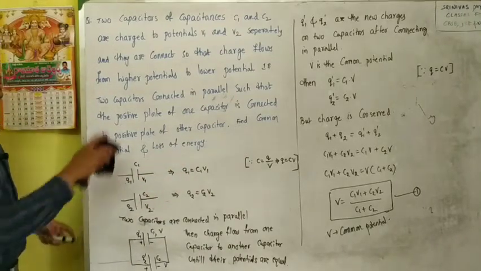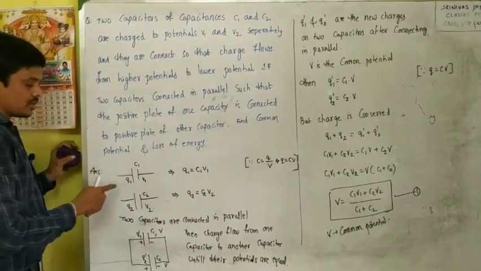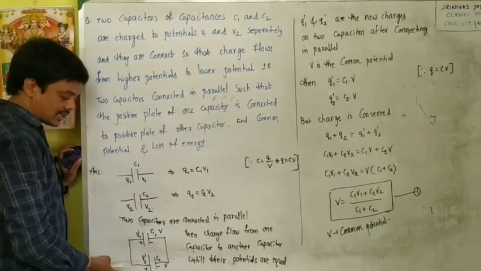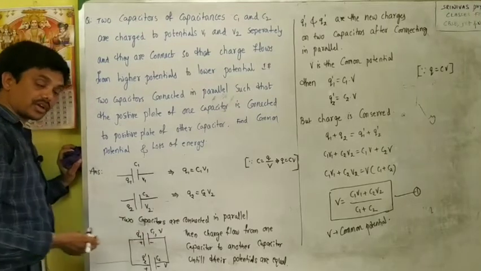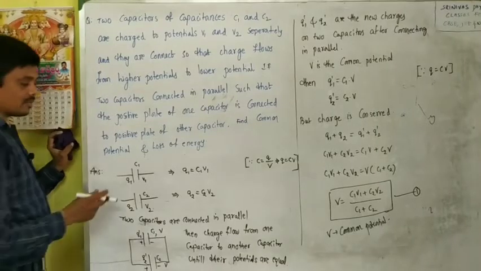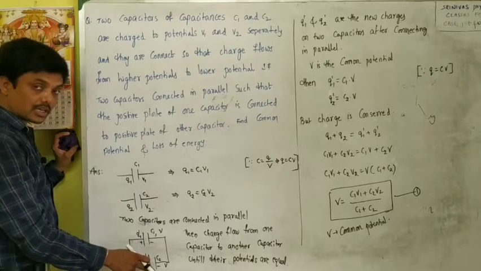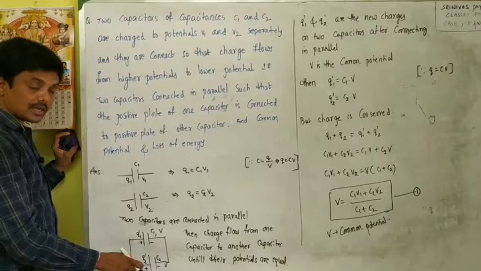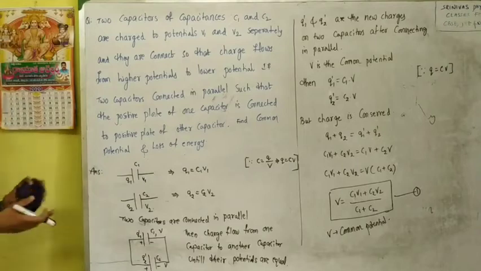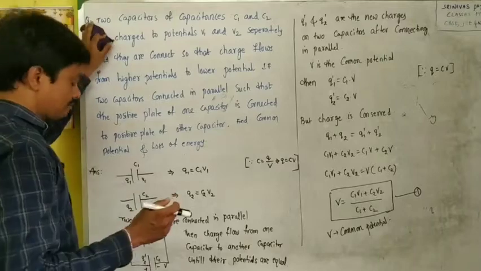How can we find the loss of energy? It is very simple. Before connecting the capacitors in parallel, we find the total energy. After connecting the two capacitors in parallel, again we find the total energy, and then some loss of energy will be there. When we connect these two capacitors in parallel, the charge flows from one capacitor to another, from higher potential to lower potential. During that, some of the energy appears in the form of heat, and due to that some energy loss occurs. That means initial energy is not equal to final energy.